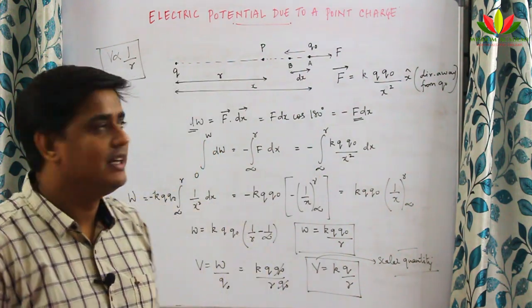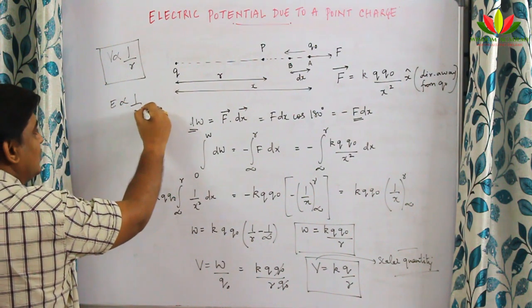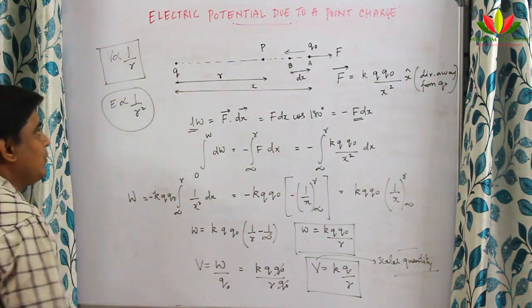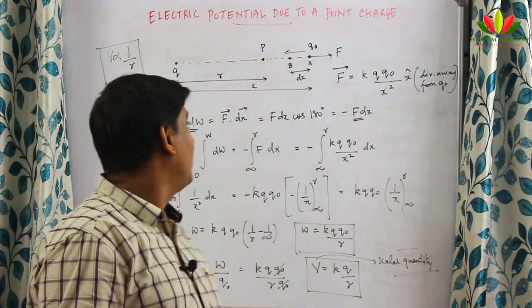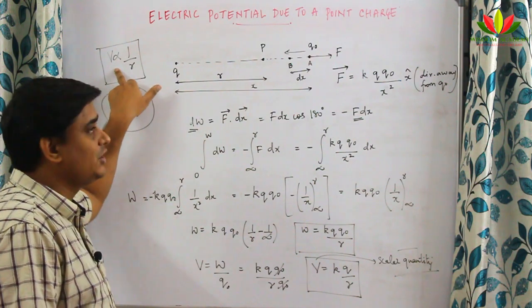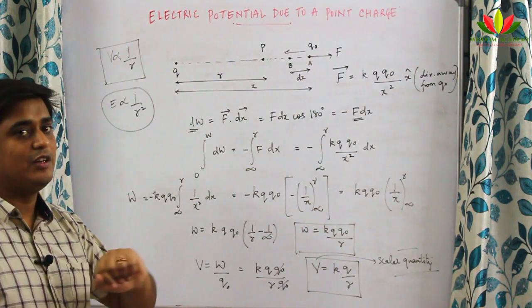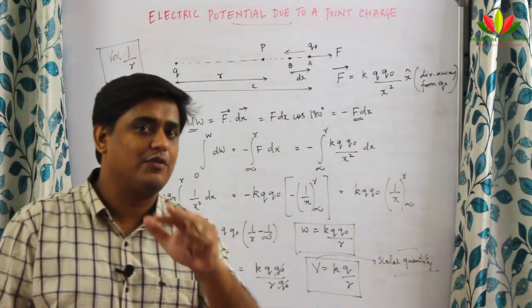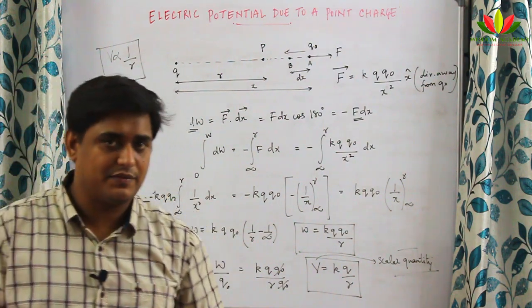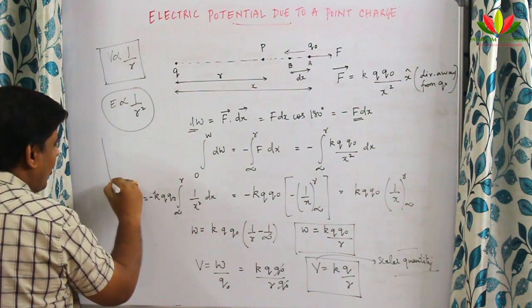Please keep this in your mind, because electric field was inversely proportional to the square of distance. You remember, electric field was proportional to inverse square of distance, but this is proportional to inverse of distance. So the graph of electric potential will be an inverse graph, and the graph of electric field will be an inverse square graph, right? So this graph will be steeper in nature, and this will be inverse. Actually both will be almost the same.